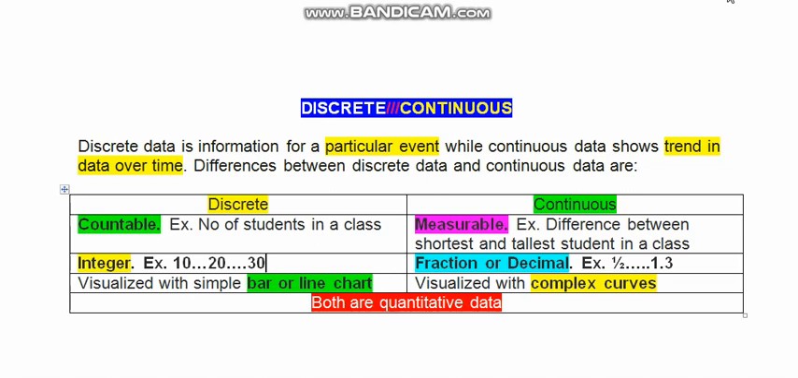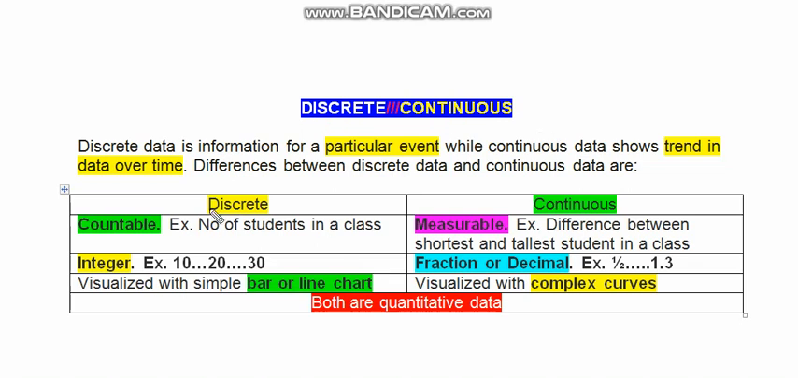Well, guys, today I'll talk about two types of data that we often come across. One is the discrete variable, or discrete data, and the other one is continuous data. Both of these are quantitative data sets, but very often people are confused about what is discrete and what is continuous.